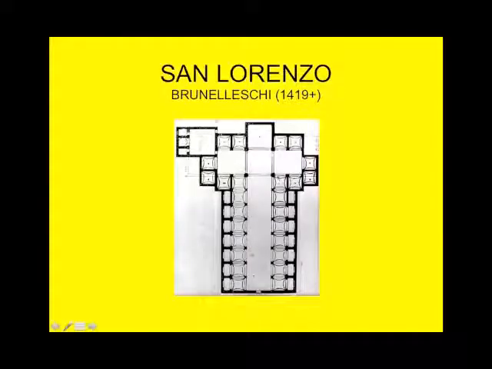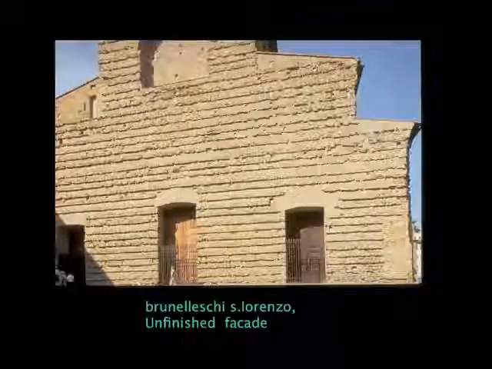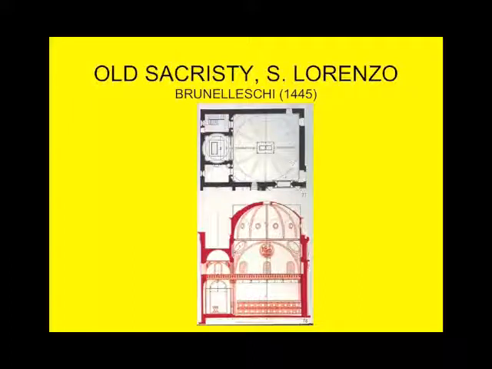When we looked at the plan of San Lorenzo, we saw this little thing stuck in the corner over here, which has the same square bay as everything else. And that's another project by Brunelleschi. It's the old sacristy. And it's an interesting project for somebody like Brunelleschi because it's centralized.